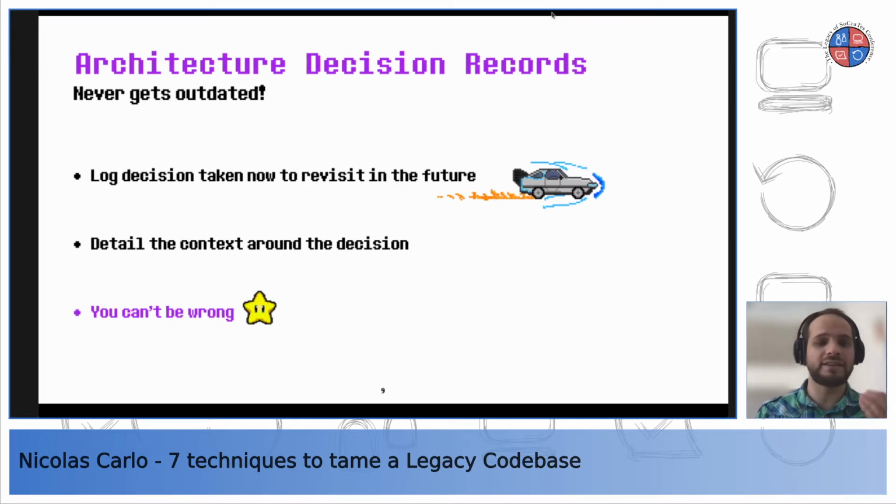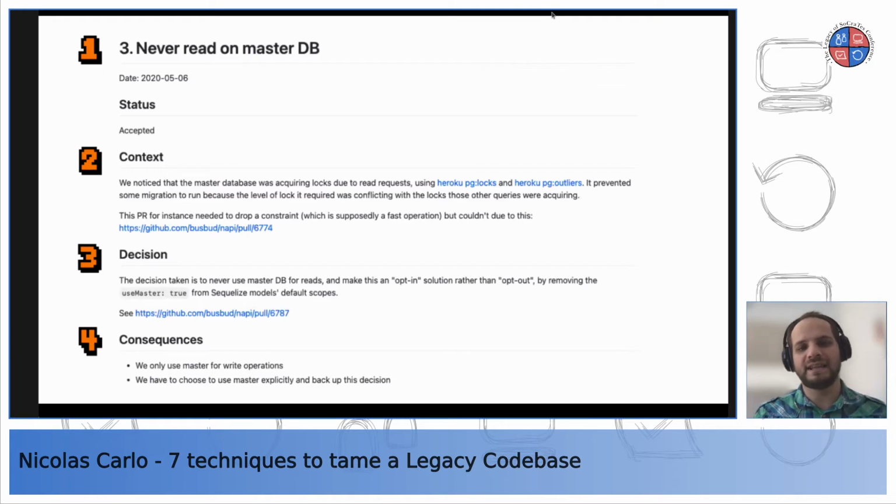And the greatness of this is you cannot be wrong. You can only add value by explaining why you are doing this. Here is an example from the code base I'm dealing with at work. It was written in May 2020 by a developer who is not here anymore. And that developer took the time to explain a little bit why we never read on the main database anymore.